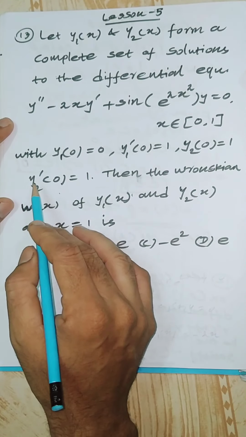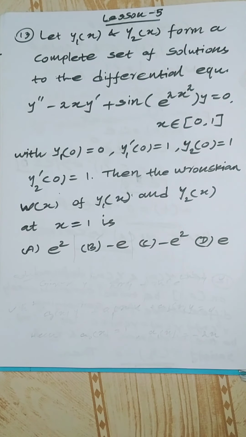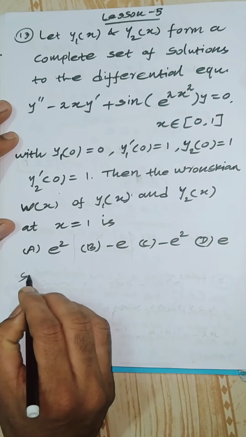Then the Wronskian W of x of y1 of x and y2 of x. So Wronskian of y1 of x and y2 of x at x equal to 1. Apo Wronskian value nam find out pannom, and the Wronskian function la at x equal to 1 la enna value varudhu. So these four options are given, a, b, c and d. So poi ipo nam inda problem ta work out pannuvom. So oru easy ana problem da idu.